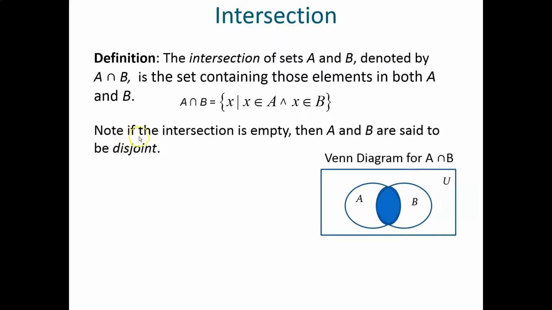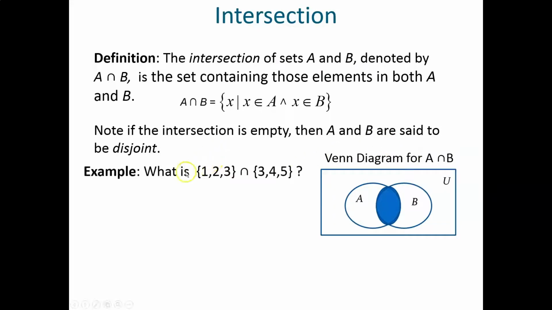Something to note is if the intersection is empty, then A and B are said to be disjoint. So I'm going to show that later on. Meaning set A and set B do not have any elements in common. So no common elements.